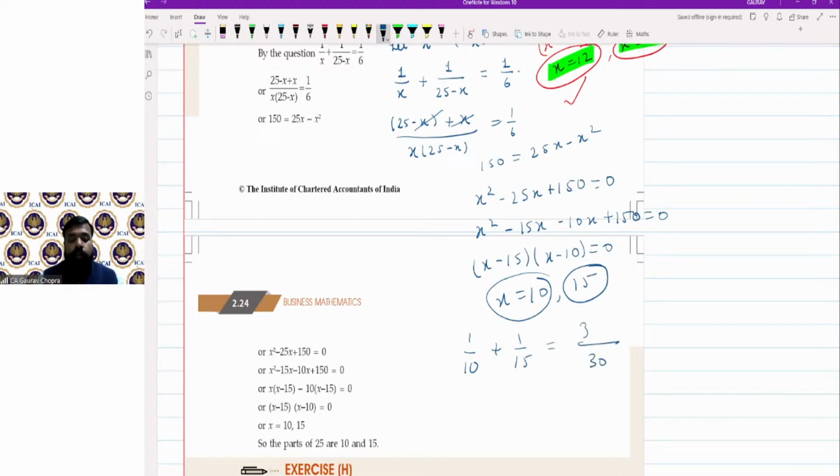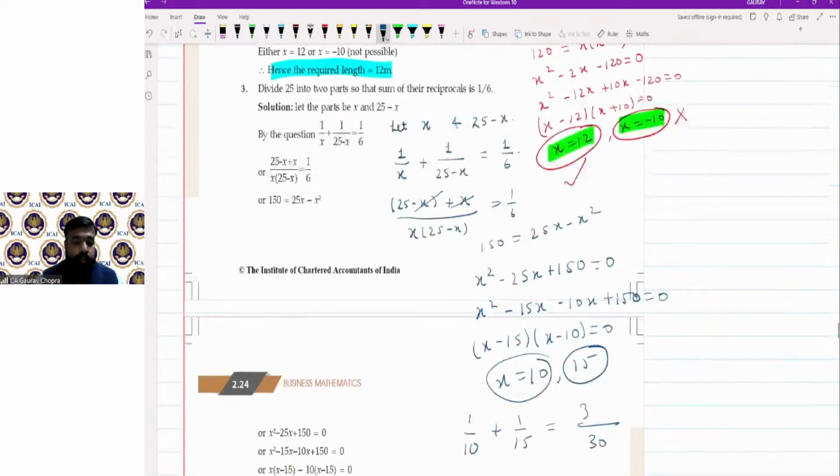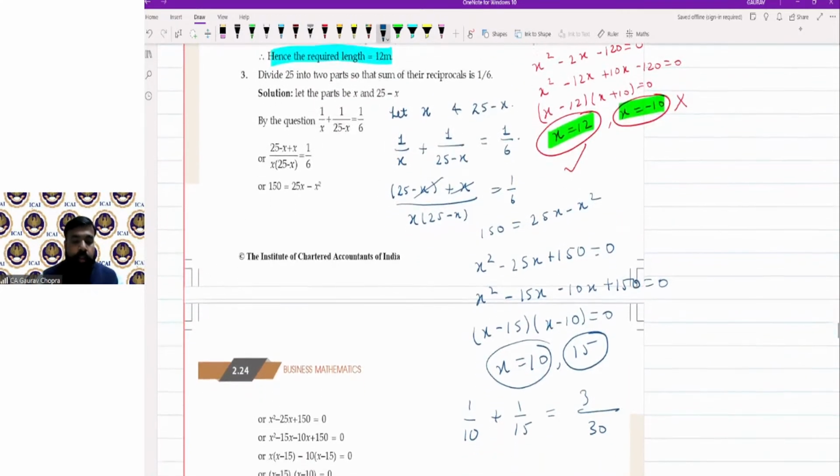LCM will be 30. Now 3 plus 2, that is 5 upon 30. On solving, we are getting 1 by 6. So again, using the option method, we can easily simplify. All right.